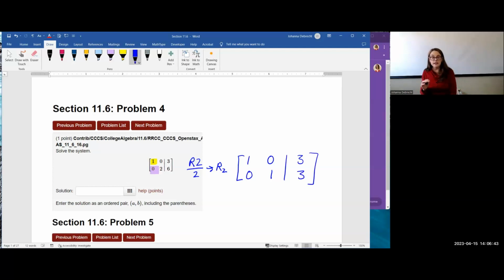Now, I'm actually in reduced row echelon form because I've got leading 1s in each row. The row on the bottom, the 1 is further to the right than the row above it, and I've got zeros both above and below my leading ones. Then I can read the solution directly because the first column are the x's and the second column are the y's, and these are all constants on the far right in the augmented section. This says x equals 3 and y equals 3, all right? Because I don't have a y term in row 1 and I don't have an x term in row 2.